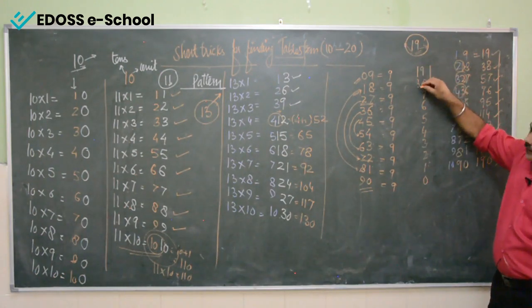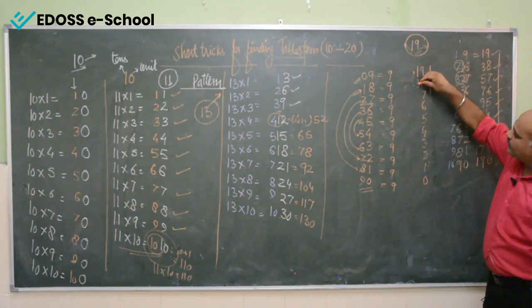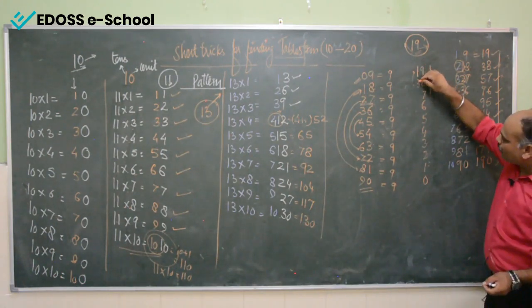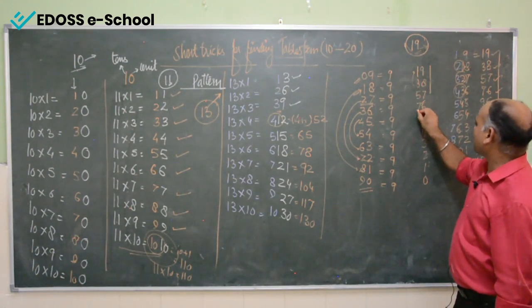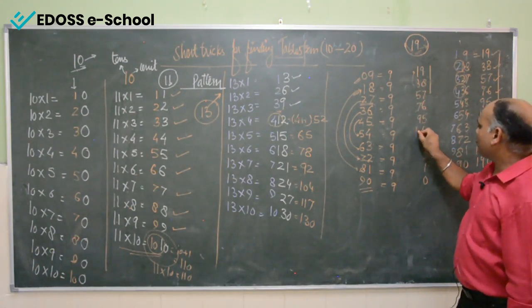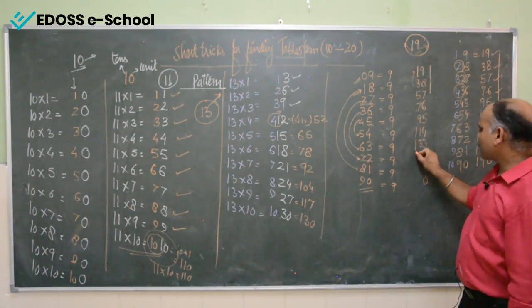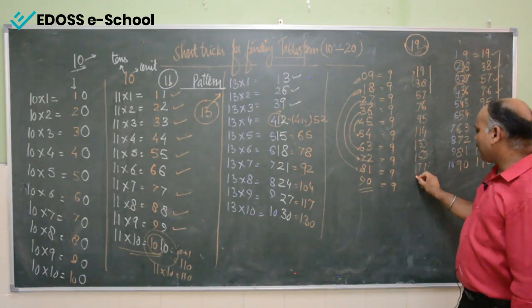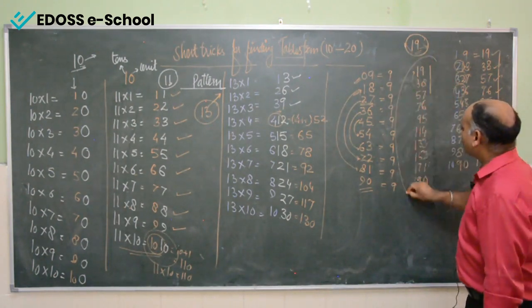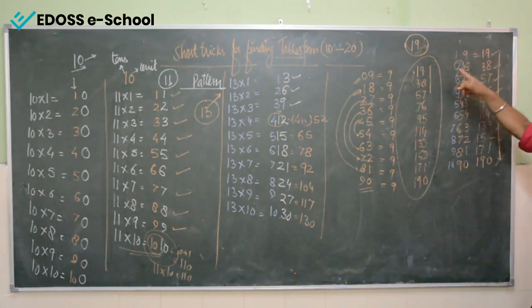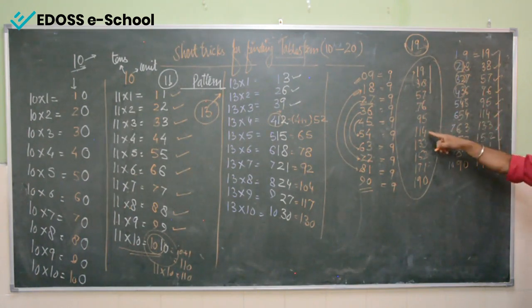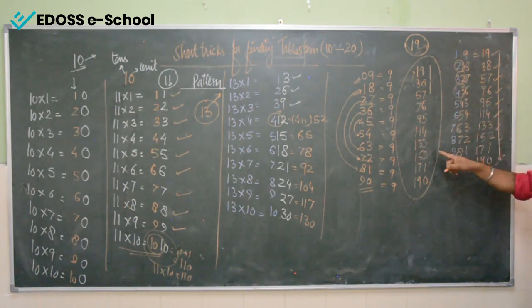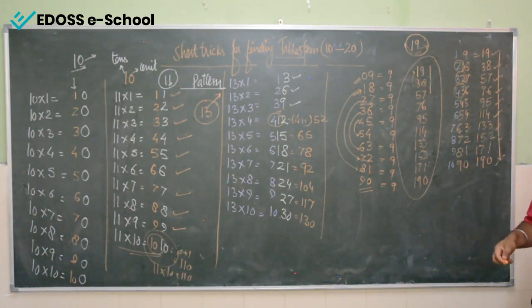Then this is 1, this is 3. The difference between these two is 2, meaning 3 minus 1 equals 2. That means if you keep adding 2, you get 3 plus 2 is 5, 5 plus 2 is 7, 7 plus 2 is 9, 9 plus 2 is 11, 11 plus 2 is 13, 13 plus 2 is 15, 15 plus 2 is 17, 17 plus 2 is 19. Then this is the table for 19: 19, 38, 57, 76, 95, 114, 133, 152, 171, 190. These are the uses of mathematics.